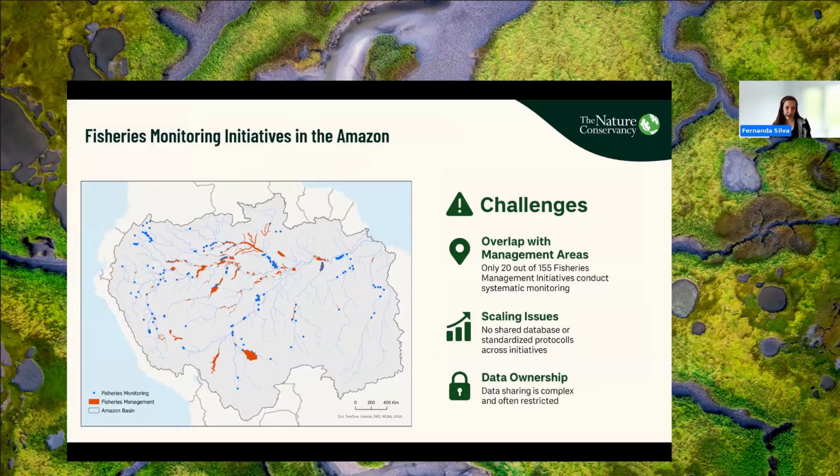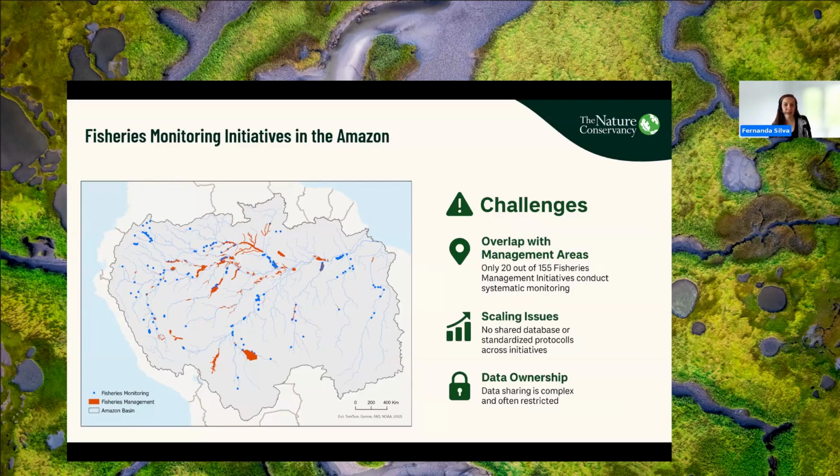Moving to the identified challenges, we can show three major problems that need to be addressed to improve fisheries monitoring effectiveness in the Amazon. One, when we overlap the monitoring data with management data, we see that out of 155 documented management initiatives, only 20 conduct systematic monitoring. So in other words, many communities have fishery rules, but few collect data to assess if these rules are working.